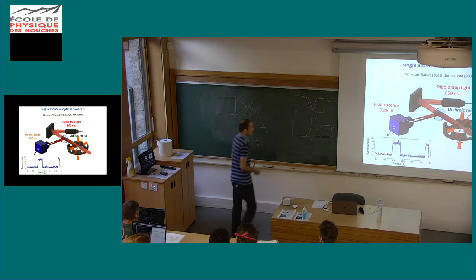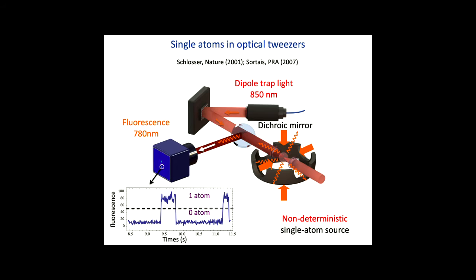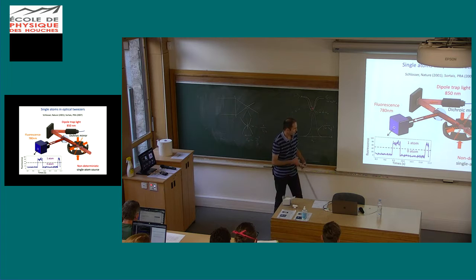Okay, so this creates a single photon source. It's non-deterministic because you have no idea when the atoms are going to enter. But at least as soon as the atom is here, you can start the experiment. So it's heralded in the sense that it's annoncé, as we say in French. So you can put a threshold here, and you decide whether you got 0 atoms or 1 atom.